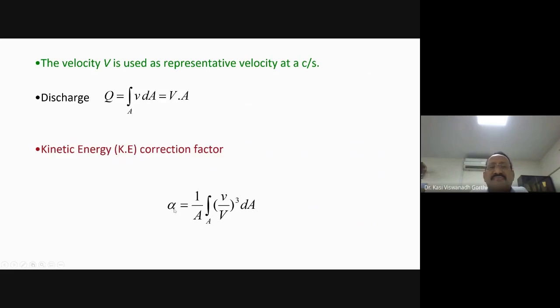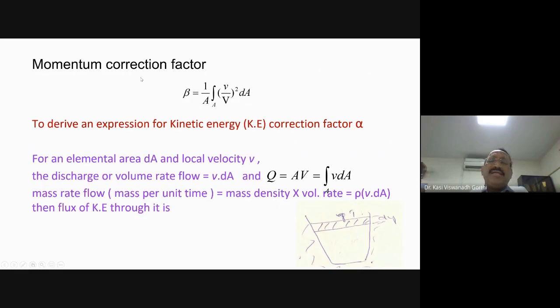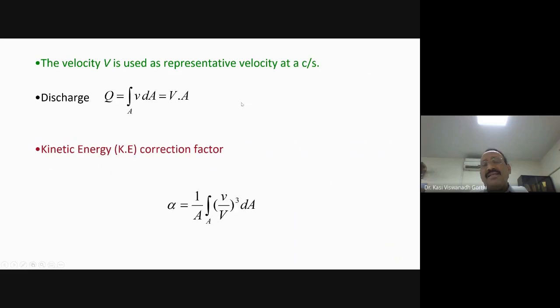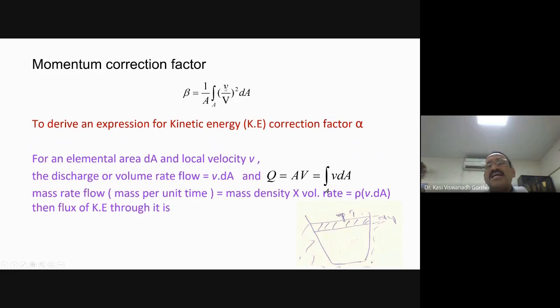So the kinetic energy correction factor alpha is given to be 1 by A integral of small v by capital V whole cube into dA. Similarly, the momentum correction factor beta is given to be 1 by A integral of small v by capital V whole square into dA. What is the difference? Small v by capital V to the power 3 for the kinetic energy correction factor, and small v by capital V to the power 2 for the momentum correction factor. So this is how alpha and beta can be evaluated.